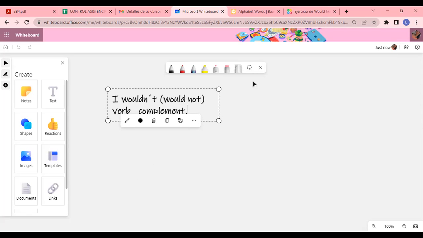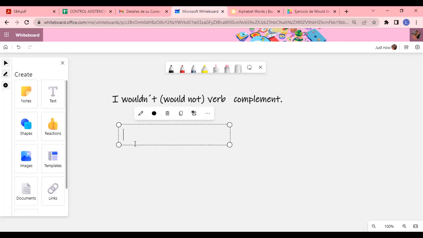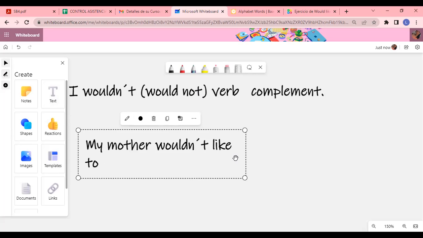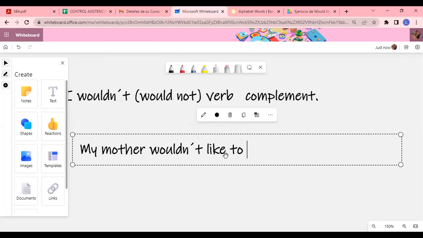So let's see. Wait a second. So let's think of something that you really, really want right now. Like, for example, let's talk about another person, like my mother, okay? My mother wouldn't like, wouldn't like to, me faltó el to acá. So right here. Wouldn't like to stand up, okay, maybe. Wouldn't like to stand up because she's resting.